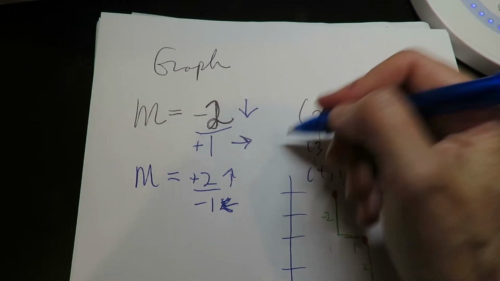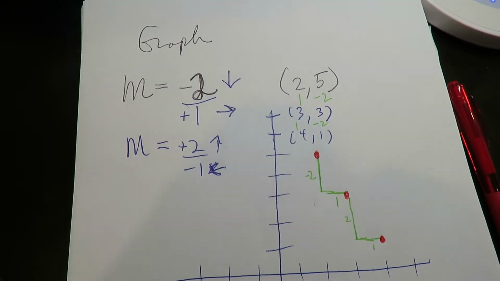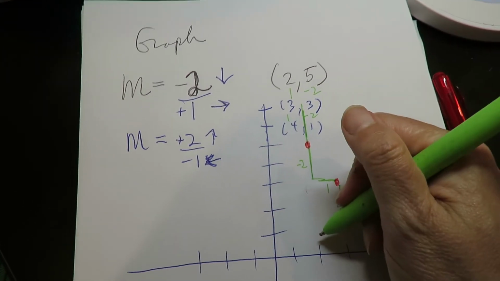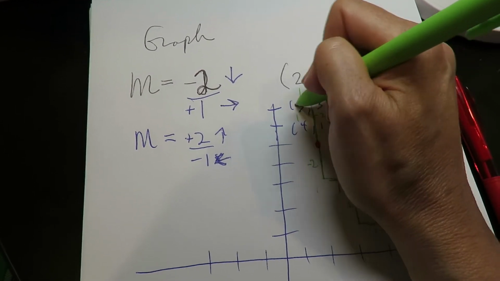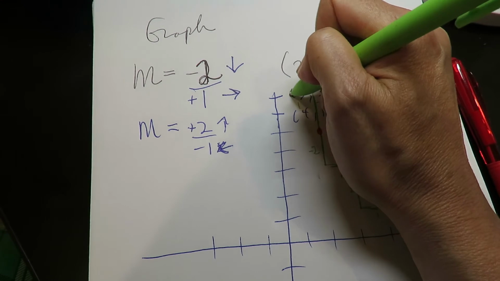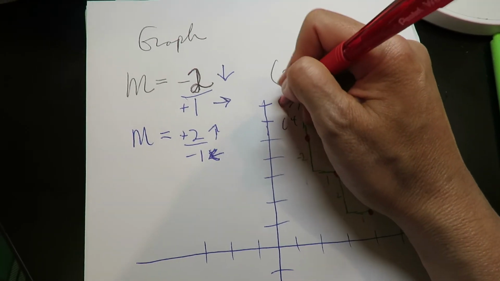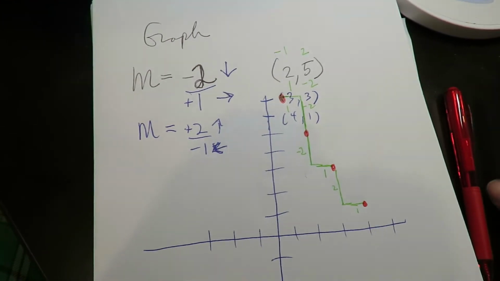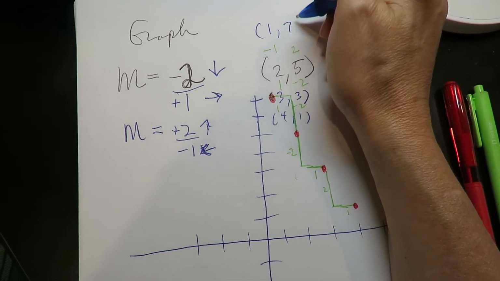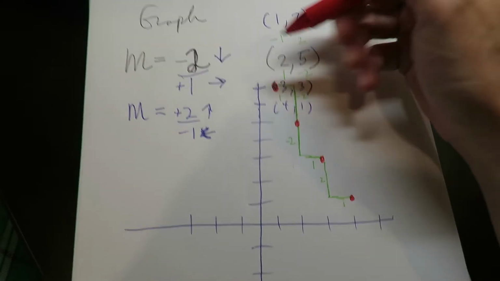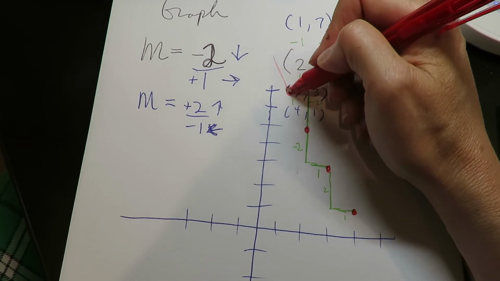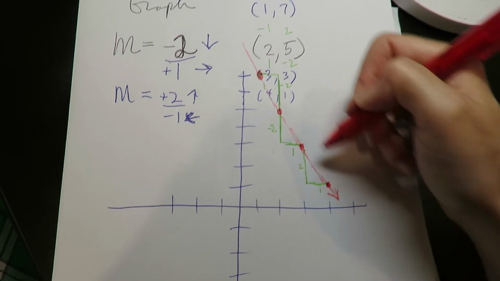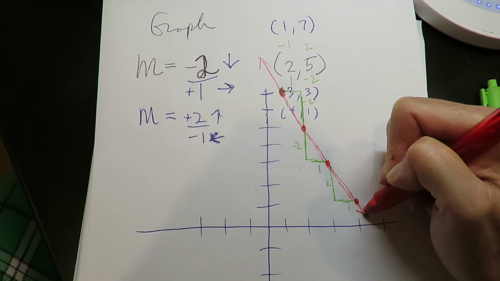If I go up 2 units and to the left one, because now the bottom is negative, that's to the left, this point is also on the graph. If you go up 2 units and to the left one, that point is also on the graph, and then you would connect the dots.